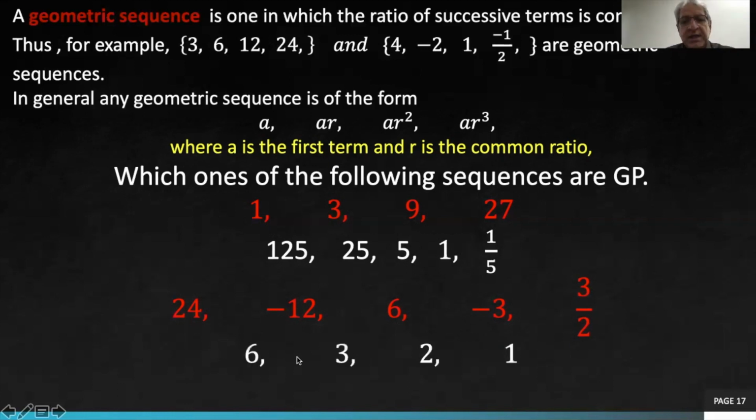Now look at this. Here, you are multiplying by half, you are going to get 3. When you are multiplying this by half, you are not going to get 2. Therefore, the last one is not a geometric progression. So, let us see what we can say about the geometric progression.